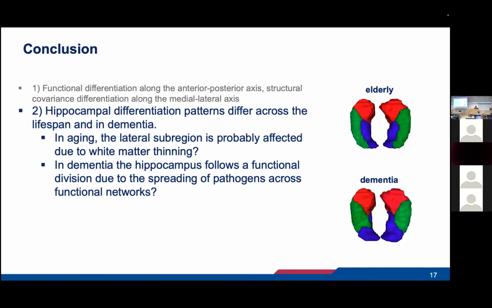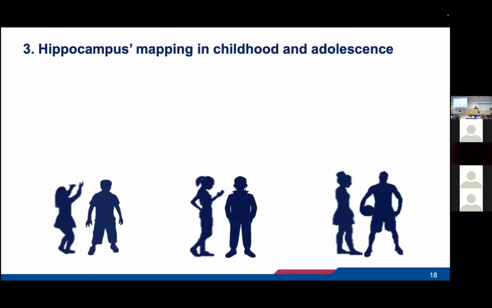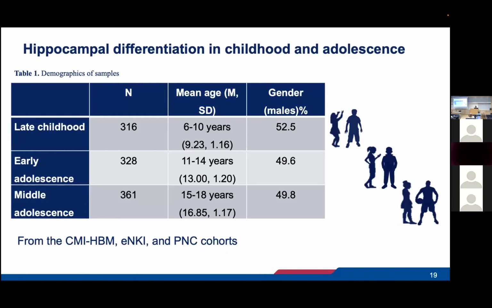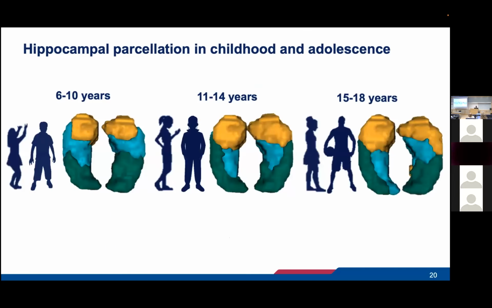anterior-posterior differentiation pattern. So then I went into childhood and adolescence. And again, I focus on structural covariance because I think it's a very exciting modality. And we had 3 different age groups: late childhood, between 6 and 10 years, early adolescence between 11 and 14 years, and middle adolescence between 15 and 18 years. We had 3 different cohorts, CMI, HBN, NKI, PNC.